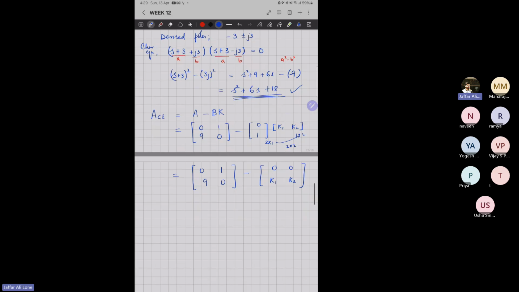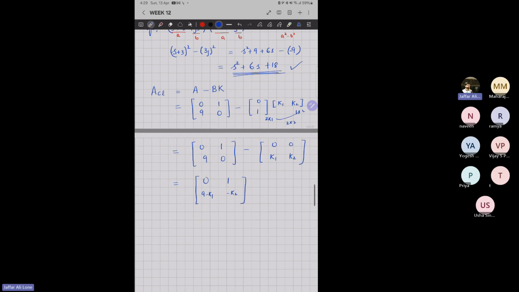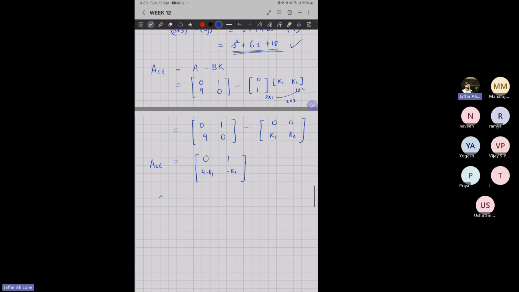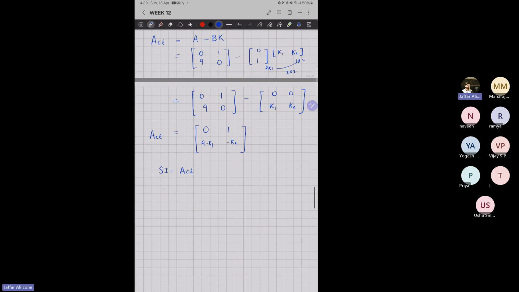So let's solve this. What we'll get? We'll get 0, 1, 9 minus K1, and this should be minus K2. Okay, so now this is my ACL. This is a closed loop. Now what I have to find? I have to find SI minus ACL, right? So now what's this?